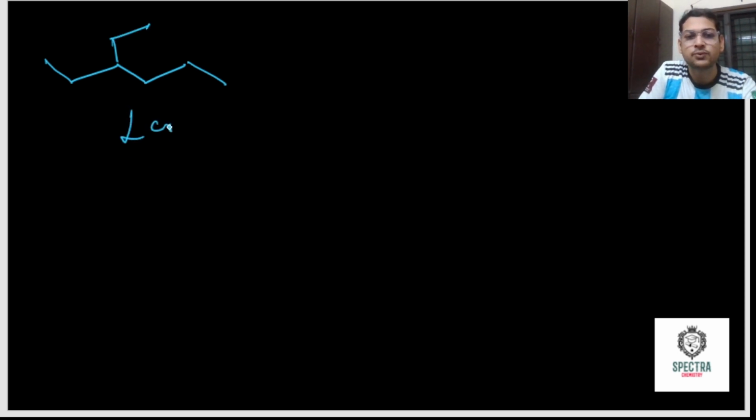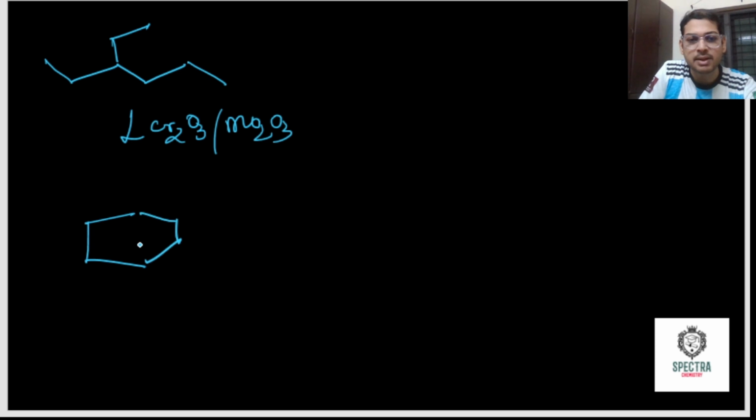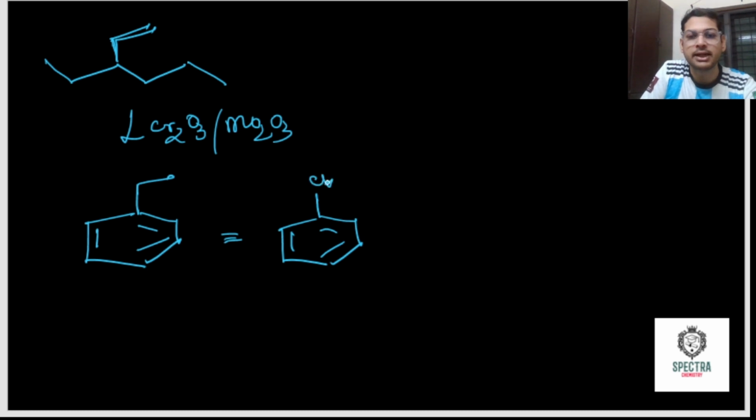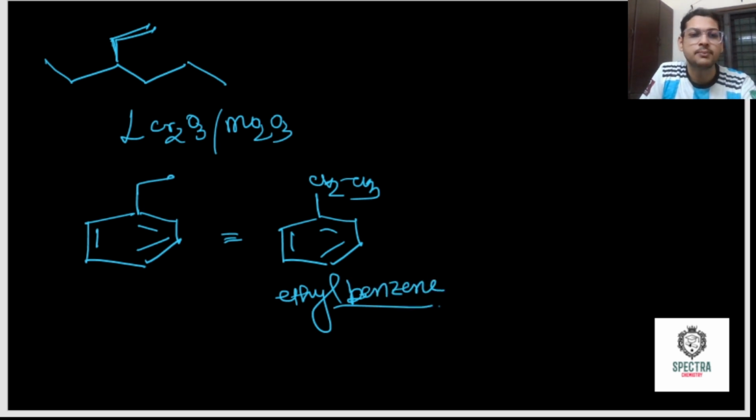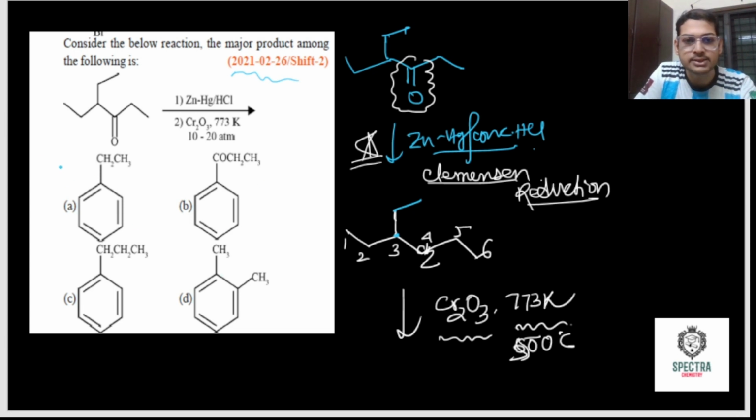If you react this with Cr2O3 or Mo2O3, what will happen? You will again get a 6-member ring, no problem, but this group is now becoming your substituent. That means it is nothing but a benzene ring with an ethyl group, CH2CH3. The name of this is ethyl benzene. Ethyl benzene will be your product. So, sir, what is my product? The product is option number A, matched very quickly.